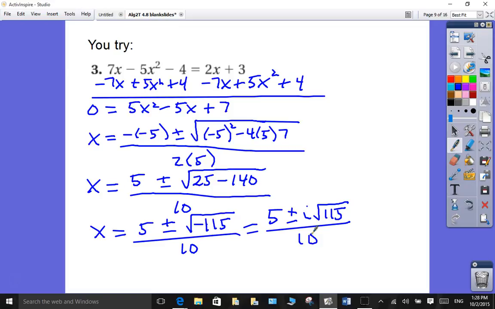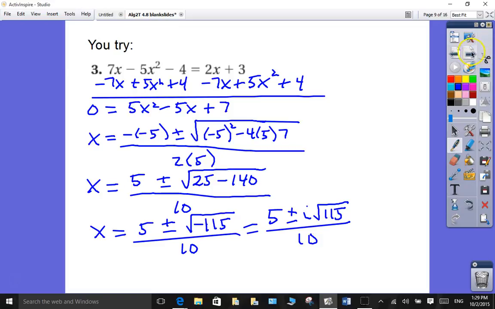Yes, you would have gotten the same answer. That would have been a positive, but that would have been a negative. And that would be squared. It's the same sign anyways. And then I think both of those turn negative. So in the end, it all works out.